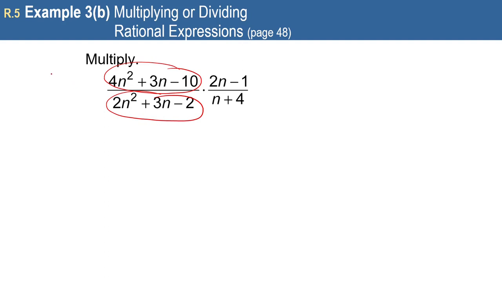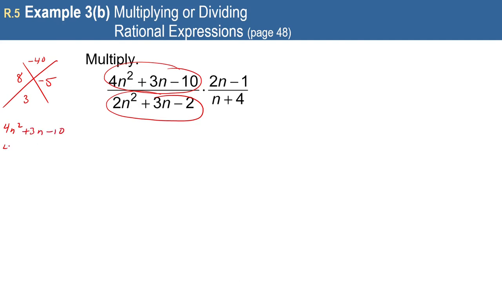Okay, so do that work on the side somewhere. We have negative 40 and 3 on the bottom. So the two numbers are going to be 8 and 5. This gives me a negative 5. And so the top can be written as 4n squared plus 3n minus 10.